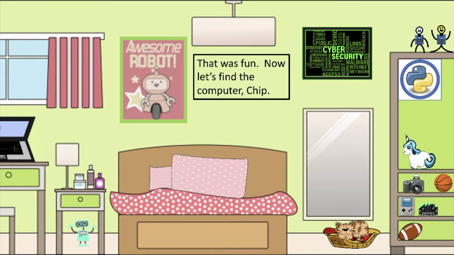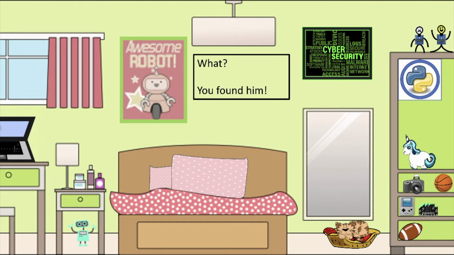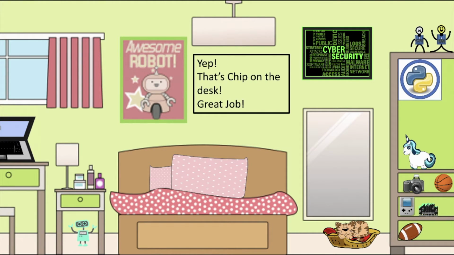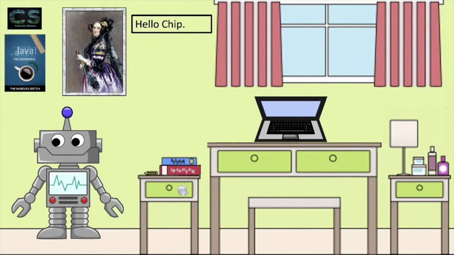That was fun. Now let's find the computer, Chip. Do you see him? Chip is a laptop. He is gray and black. What? You found him? Yep, that's Chip on the desk. Great job. Hello, Chip.